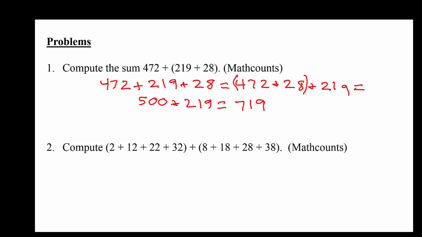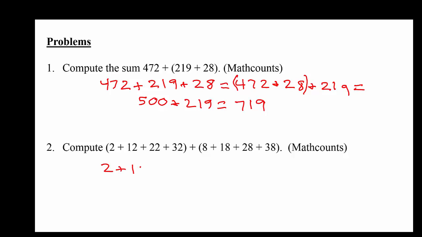So we can write this sum forward and this sum backwards, and then we'll have 2 plus 12 plus 22 plus 32, and under that we'll have 8 plus 18 plus 28 plus 38. Okay, so we can drop the parentheses, right? And then we can add these in any order that we want. But let's go with your idea here.